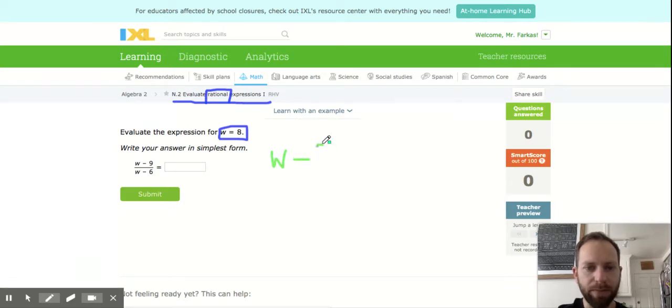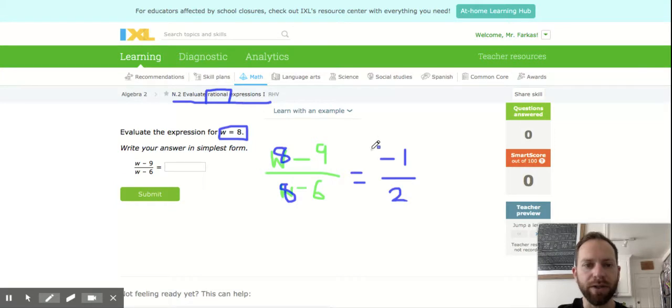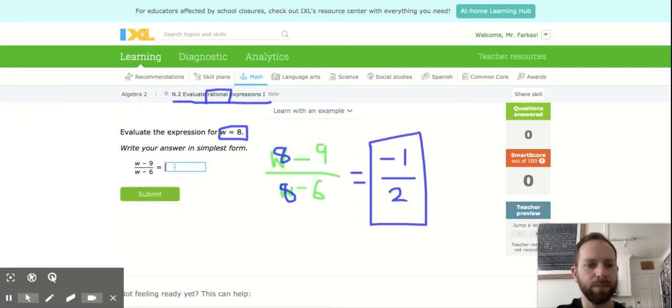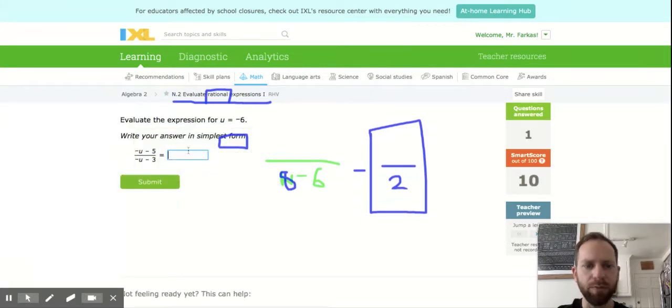W minus 9 divided by w minus 6, and it wants it in simplest form, right? Since w is equal to 8, we're going to plug in 8 for w. And let's simplify this. 8 minus 9 is negative 1. 8 minus 6 is positive 2. There's no way to simplify this any further, so this will just be equal to negative 1/2. There's no fraction option, so let's see if this works. Yep, you just put the slash.